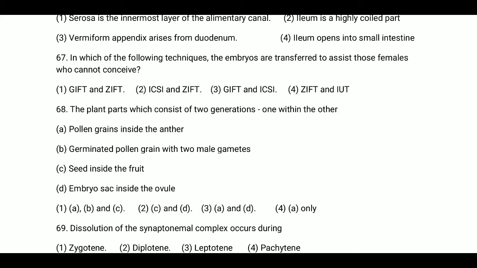Okay, let's take the answer to this also. Pollen grains inside anther is correct. Germinated pollen grain with two male gamete is not the correct one. Seed inside the fruit is not correct one. Embryo sac inside the ovule is correct. So it is third option.